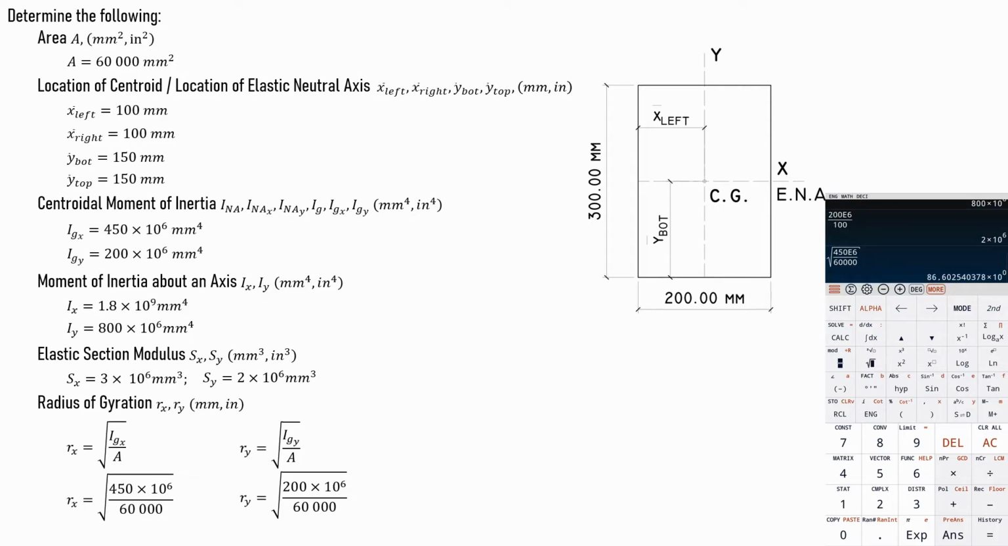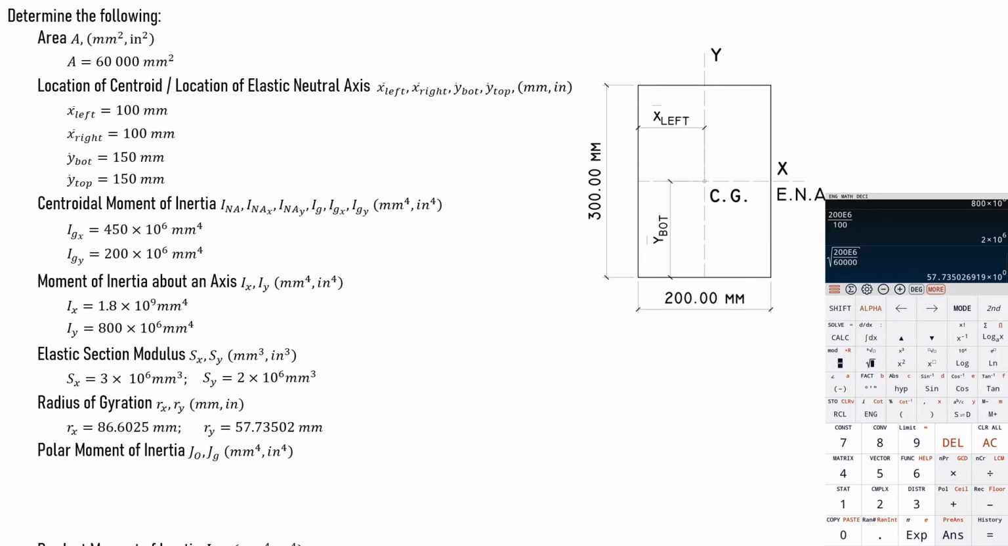So yung unang sagot natin para dun sa Rx, so 86.6025. Tapos para dun sa Ry, so 57.7350 na millimeters yung unit natin.